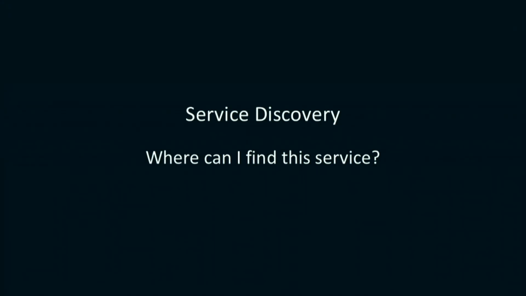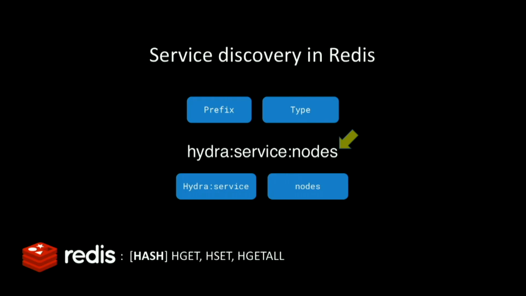Next, let's consider service discovery, which is another must-have feature for any microservice architecture. The ability to discover the IP and port location of any service by name greatly simplifies communication. Other bonus points include not having to manage DNS entries or create fixed routing rules. Service discovery information is stored in a Redis hash with a type of nodes. The use of a hash enables blazing fast lookups.